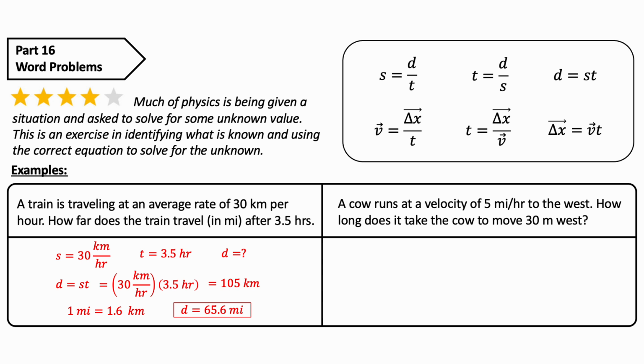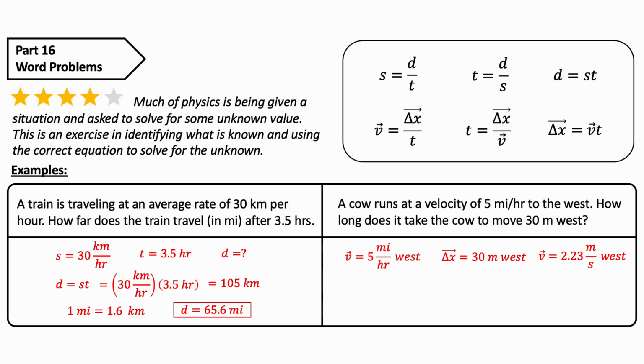All right, same thing in the next one. We're given some information. A cow runs at a velocity of 5 miles per hour to the west. How long does it take the cow to move 30 meters west? The first thing I'm going to do is identify what we're given. The velocity given to us is 5 miles per hour west. I know it's a velocity because it has direction. I'm wondering how long it takes to move 30 meters west?